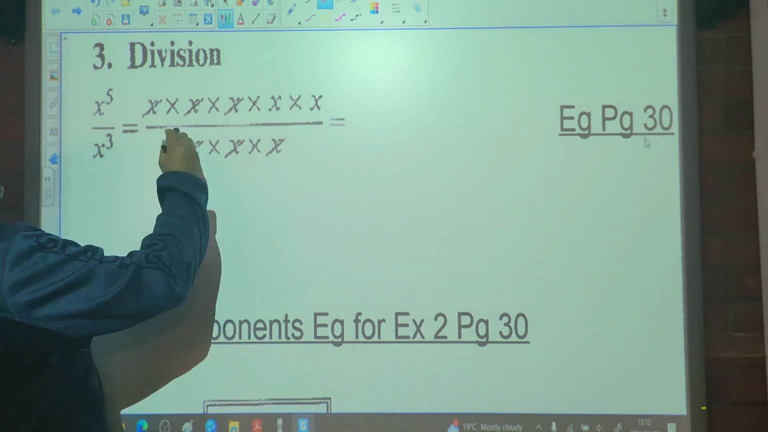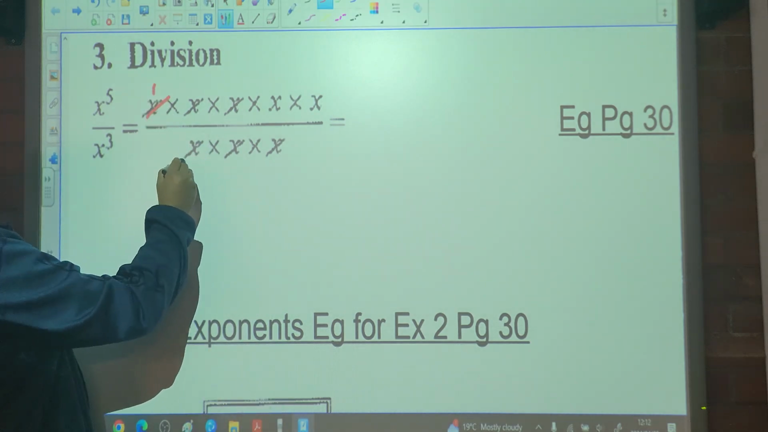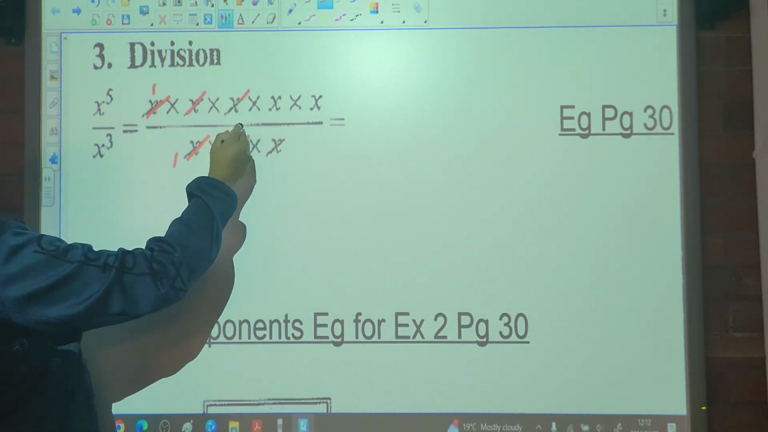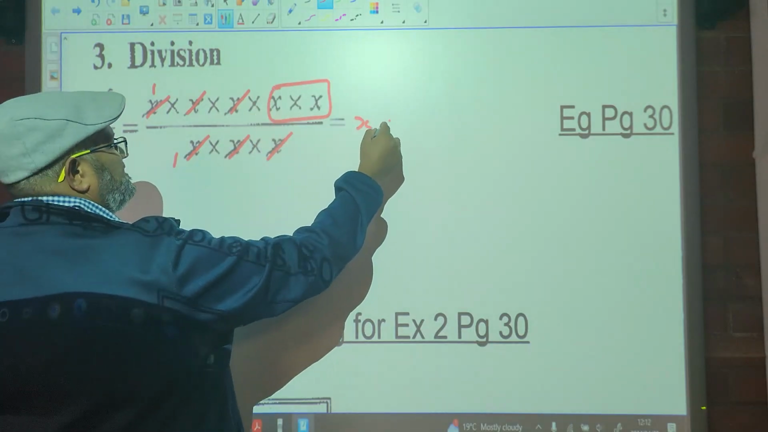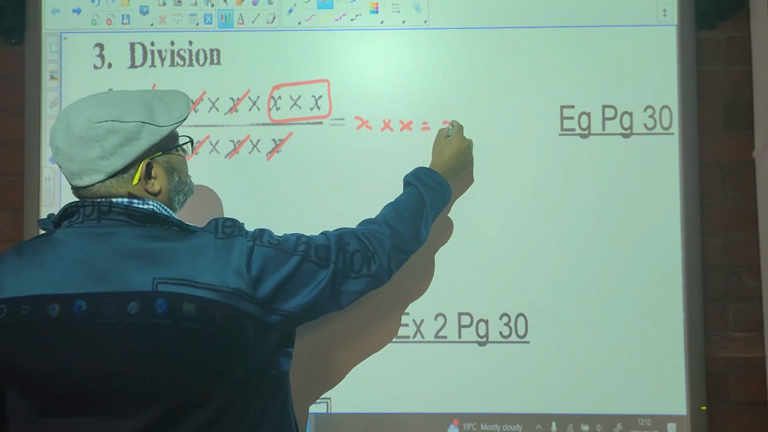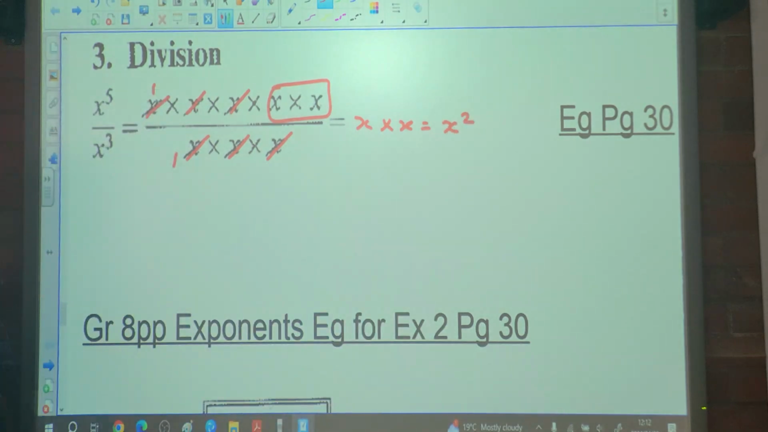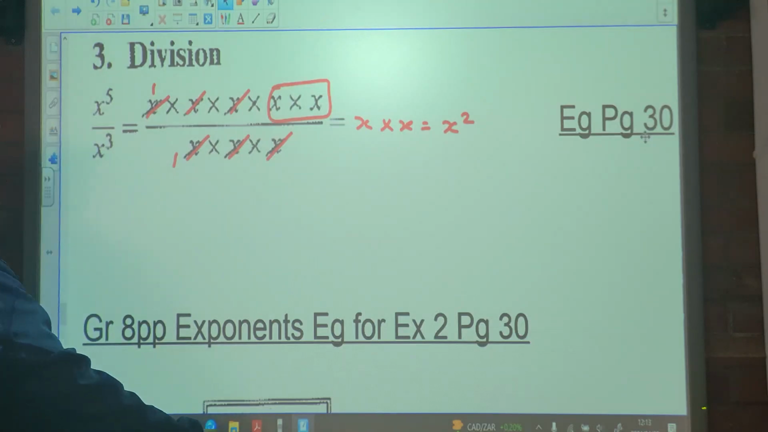Now, x goes into x once, x goes into x once. The x cancels x, the x cancels x as well. So what are we left with? X times x. And what's x times x? X squared. Not so? Now you do the same for this one.